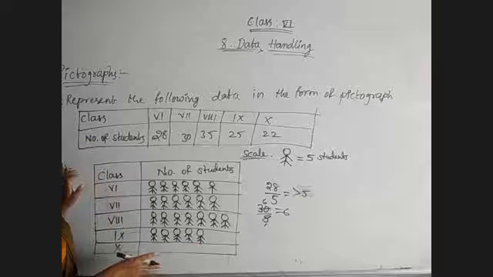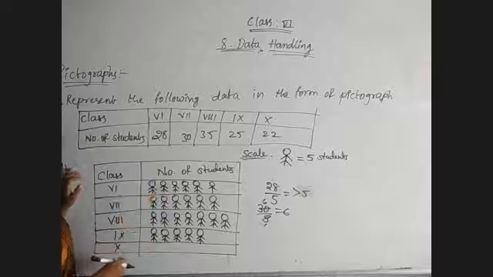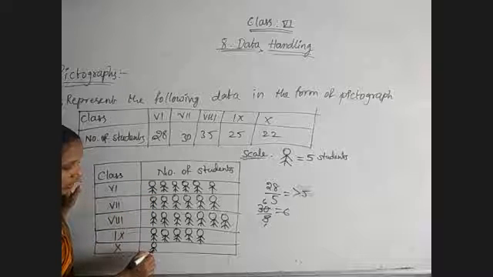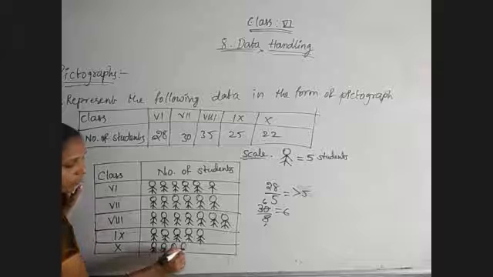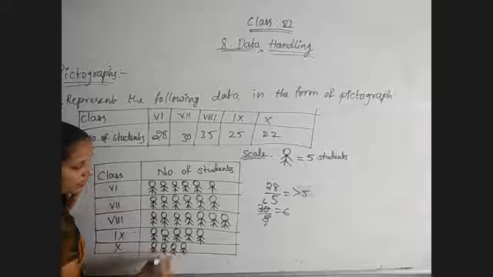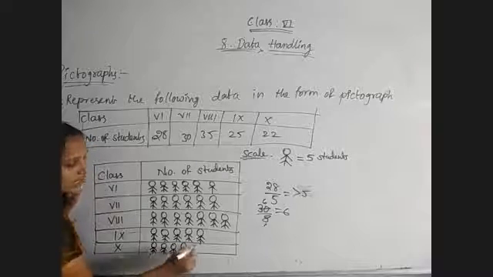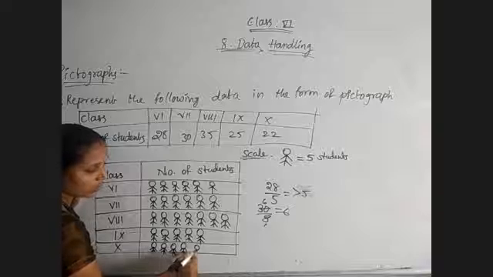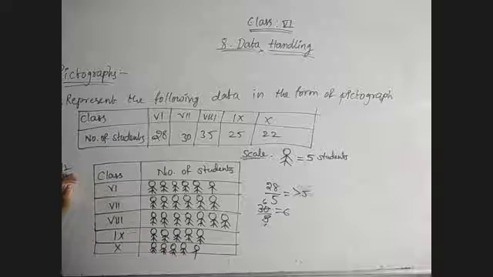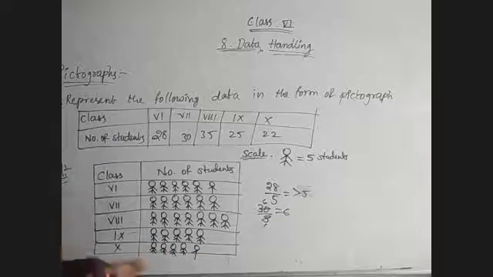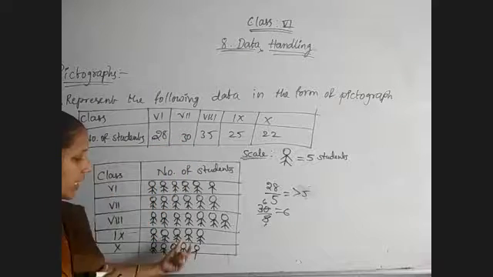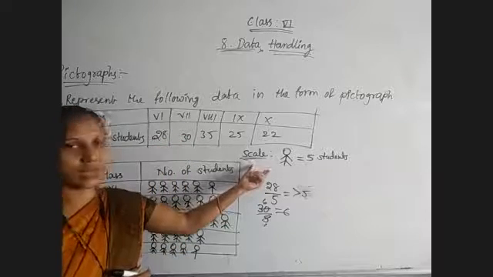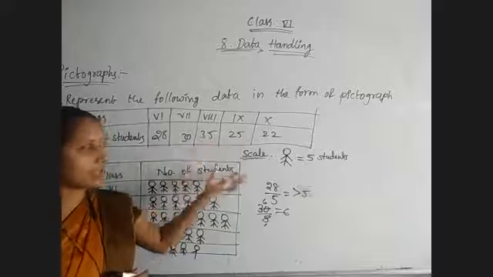Next, 22 itself means more than 4. 5 symbols we will use, but the fifth one incompletely. 1, 2, 3, 4. 4 5s are 20, 22 only. So like this, we must construct the pictograph when the information is mentioned. According to the given values, we need to choose this scale. So this is not a fixed value. According to the information, we will choose.